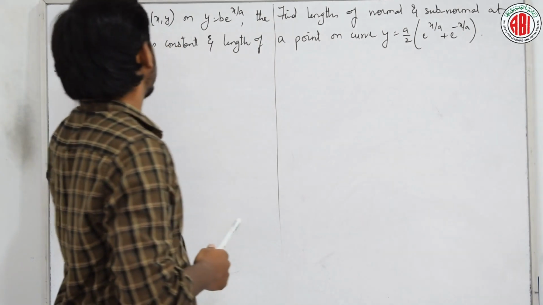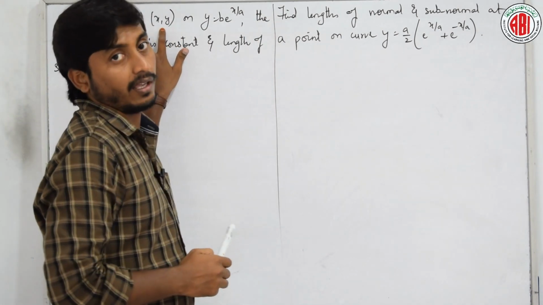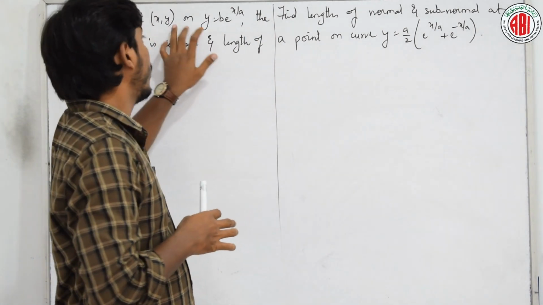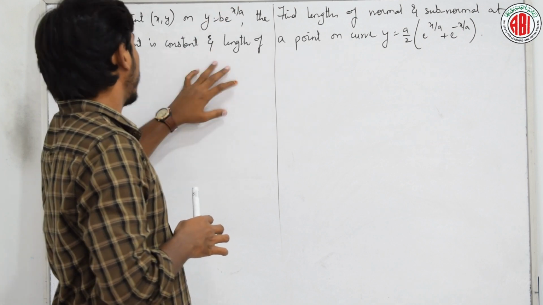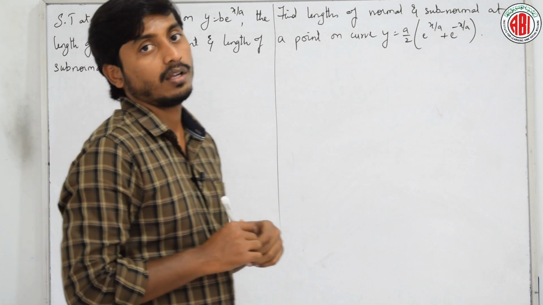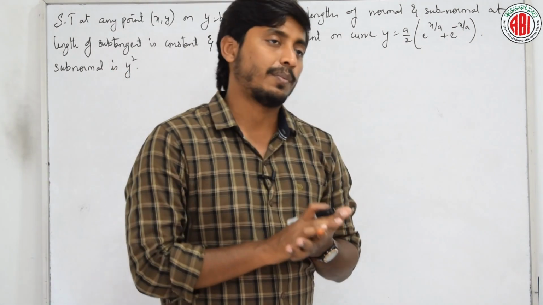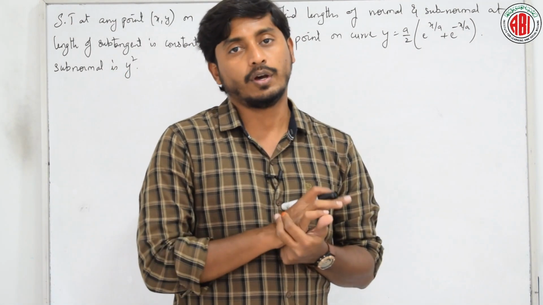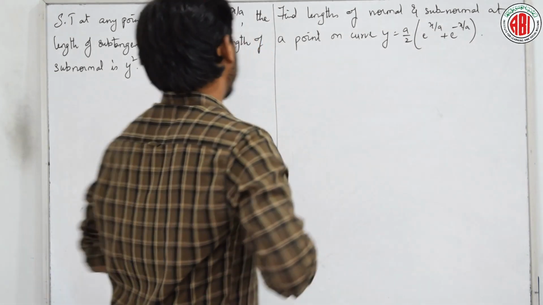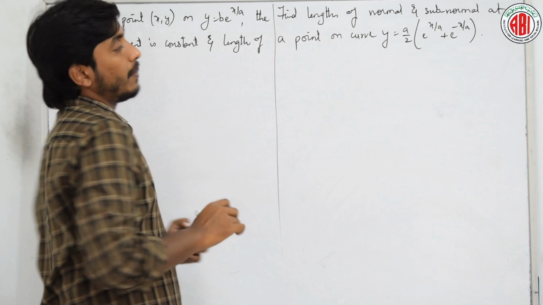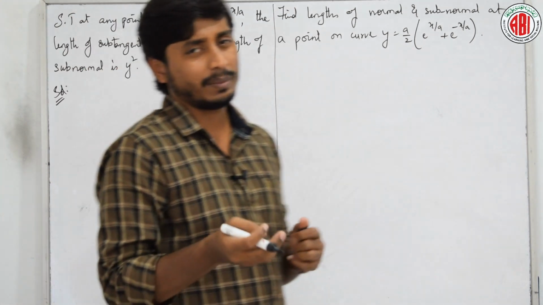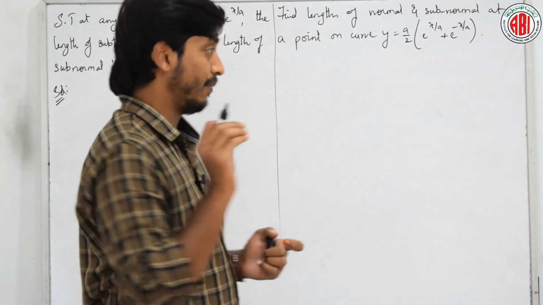He is telling us to show that at any point (x, y) on y equal to b e power x by a, the length of subtangent is a constant and the length of subnormal is y square by a. So, we have to find both subtangent as well as subnormal. Now tell me, what is the formula of subtangent or subnormal? y by m and y into m. So, we have to find m first.